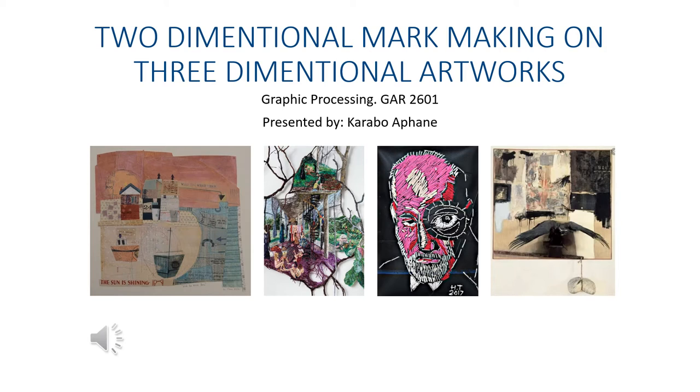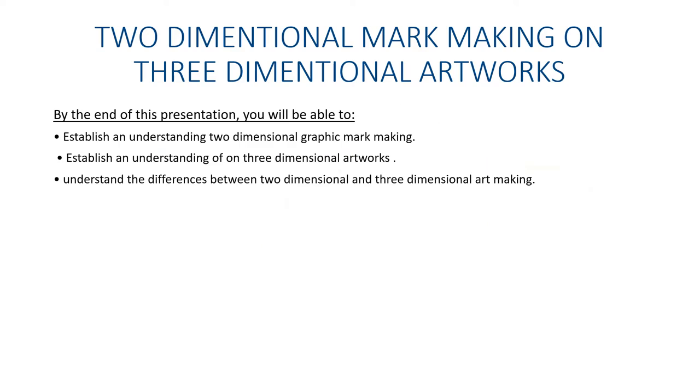We'll start looking at two-dimensional mark making. What are mark makings? Mark makings can be described as lines, dots, patterns, and textures that we create on an artwork. It could be loose, could be gestural, could be need, and it could be controlled. It can be applied to any material. It could be applied to paper.